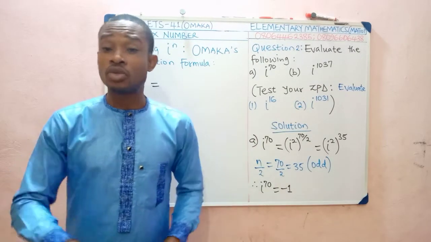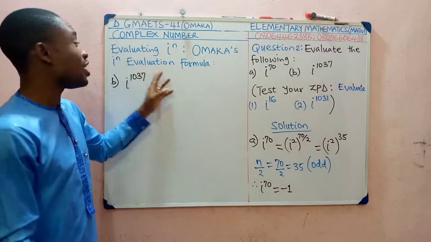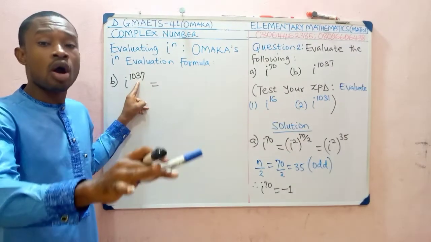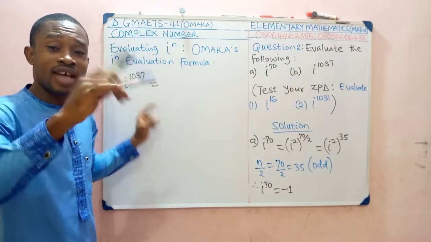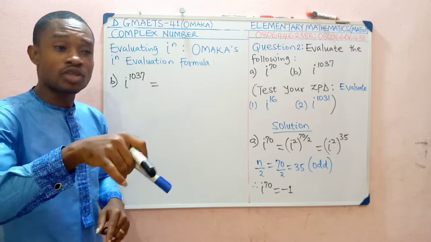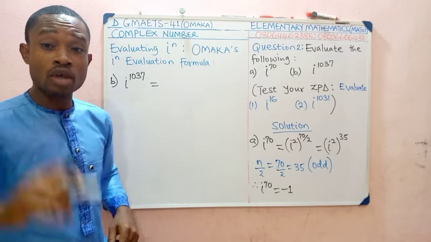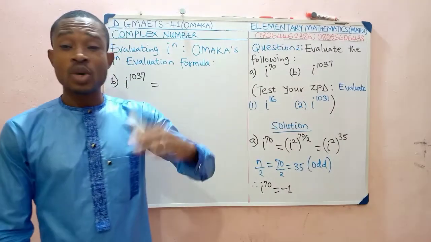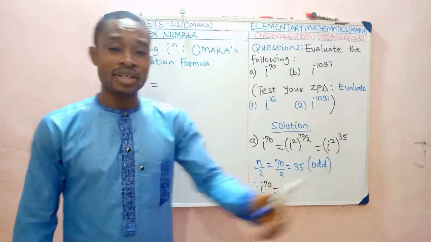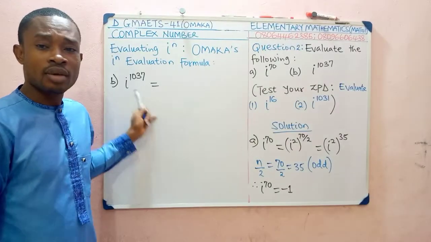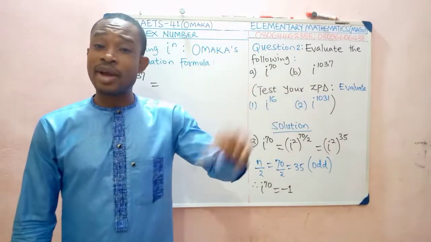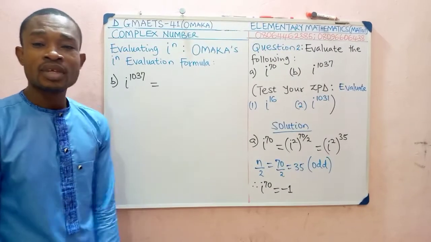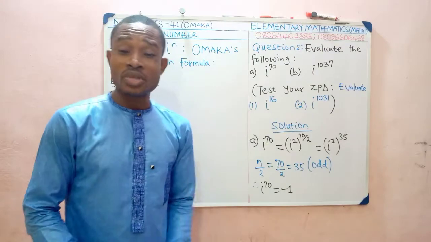And how do you find it out? Remember, using the i raised to power n evaluation formula, once the power of i, which is n, is odd, you are going to use i times i squared, raised to power n minus 1 divided by 2. That n minus 1 divided by 2 is very, very important. If n minus 1 divided by 2 is an odd number, it means that this is going to be minus i. But if n minus 1 divided by 2 is an even number, it means that this is going to be plus i.